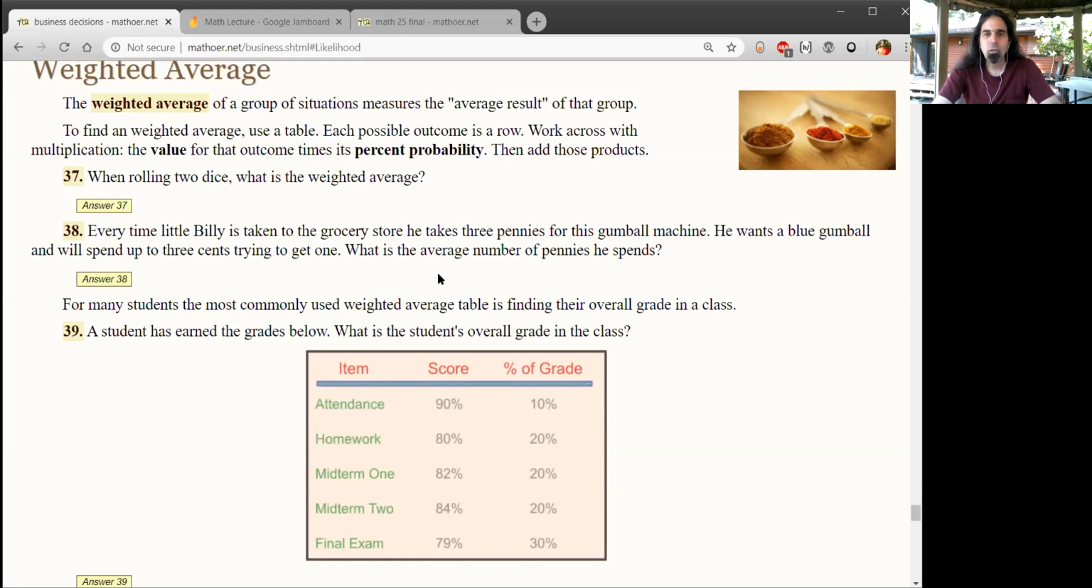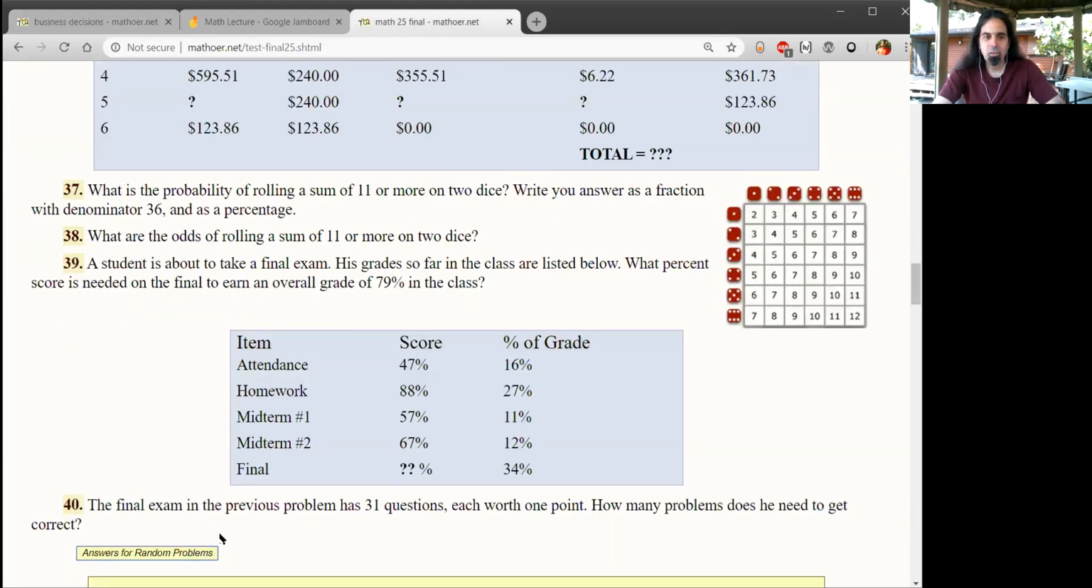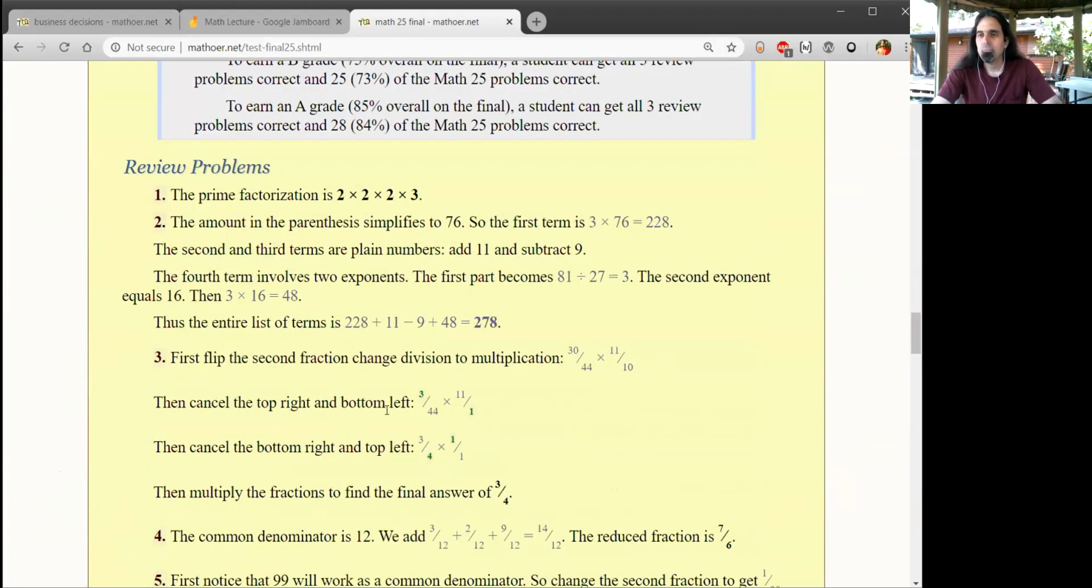Remember, you can take the final more than once. So whenever you want, start doing practice finals, grade yourself, see how you're doing, and transition from worrying about homework to worrying about the final.